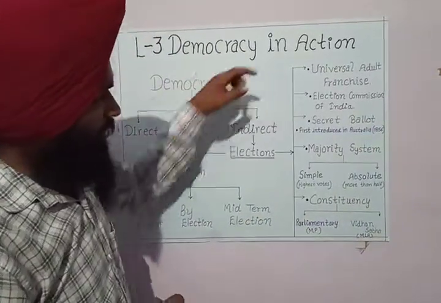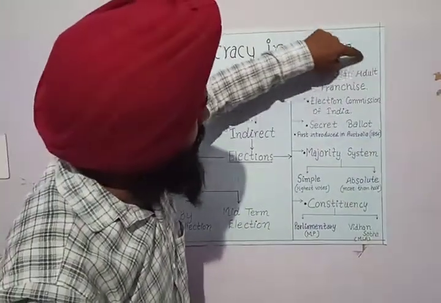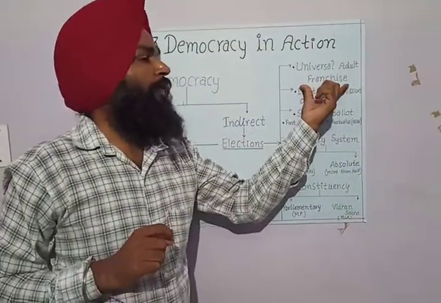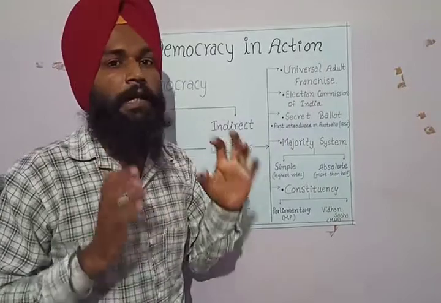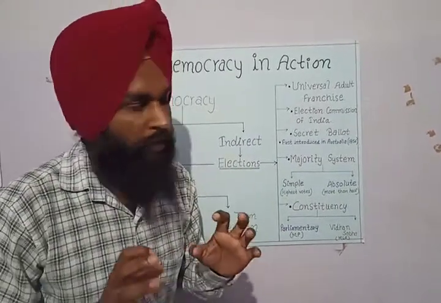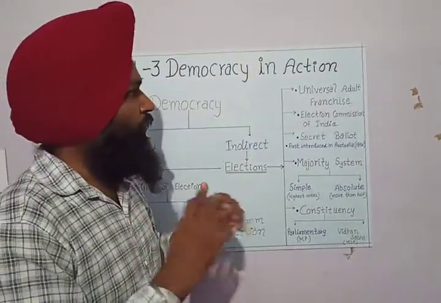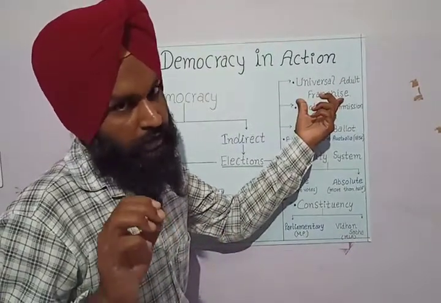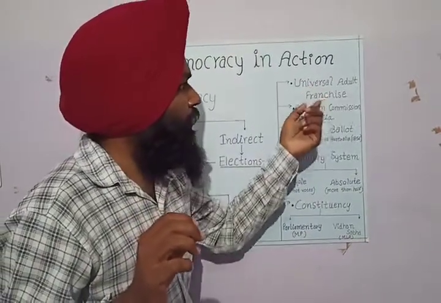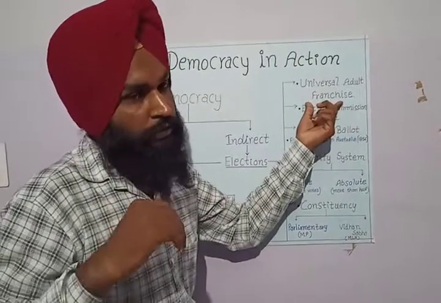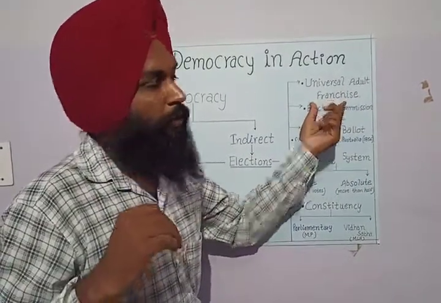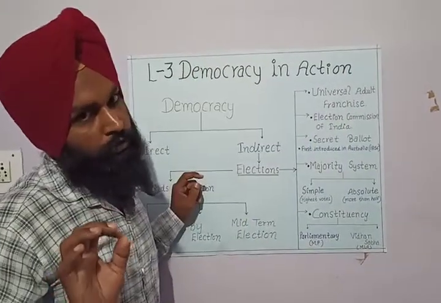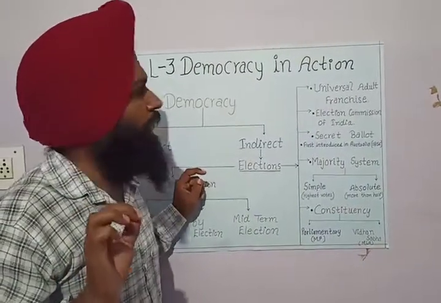First of all, universal adult franchise, or simply you can say right to vote. Why is this called universal adult franchise? Let's understand the meaning of these three words, then gradually you will understand better. Franchise means, beta, right to vote. Simply, franchise means right to vote.